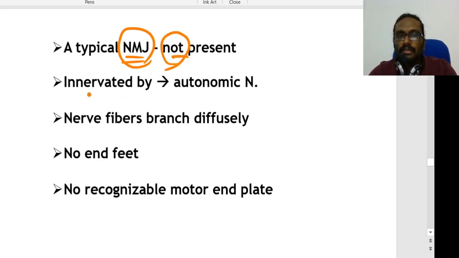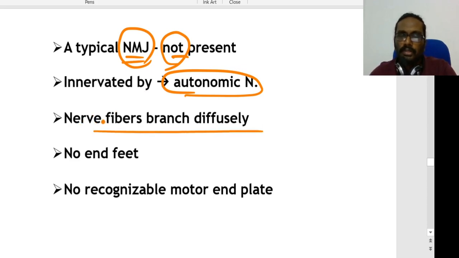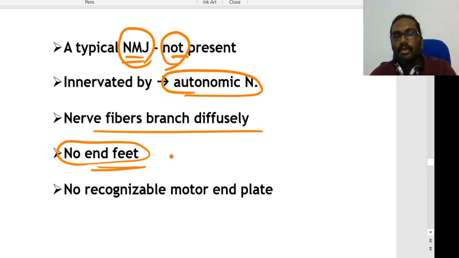So what is happening? You already know they are innervated by the autonomic nervous system, and these nerve fibers branch diffusely. I've shown in my previous slides, a single neuron's axon branches diffusely, and they don't end directly on a smooth muscle. They don't have an end foot or a motor end plate. They don't have all these things that you commonly find in skeletal muscles.